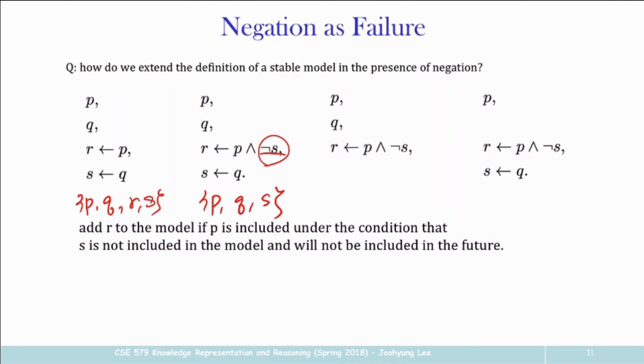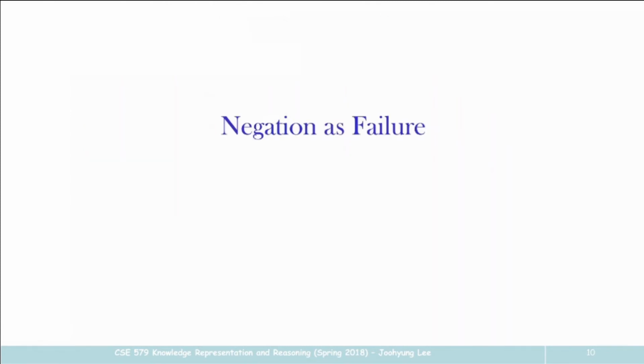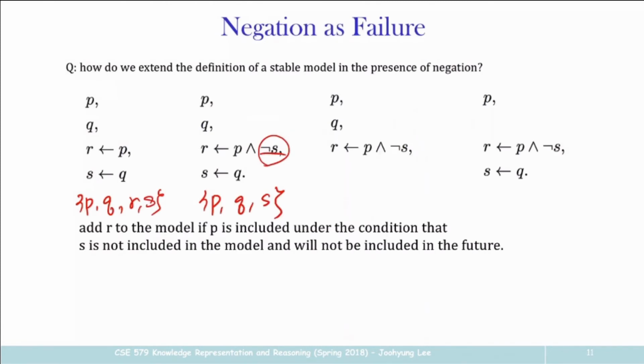So informal reading. Okay? You have to include P. You have to include Q. Once you have included Q, you have to include S. But since you already included S, not S can never be true. So the third rule does not matter. Okay, so R has no chance to be included in the stable model. That was the rationale for the second program. Okay?